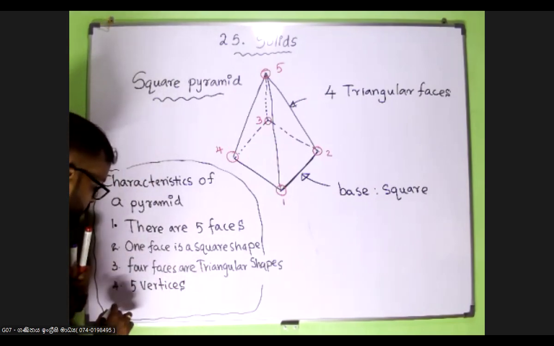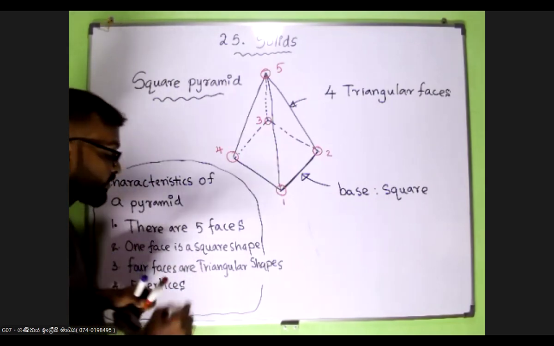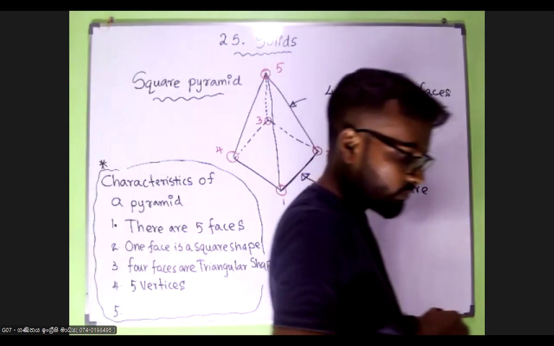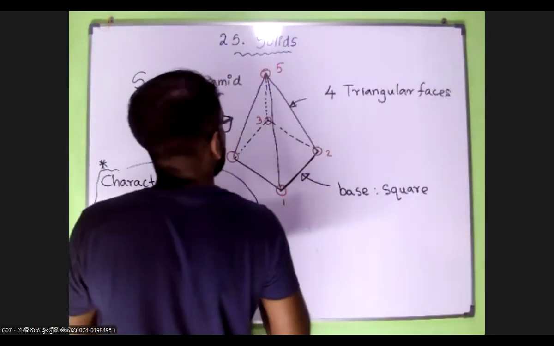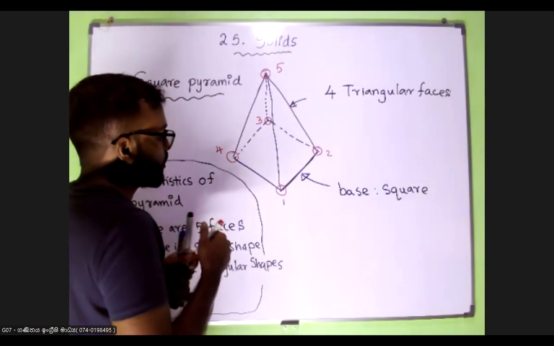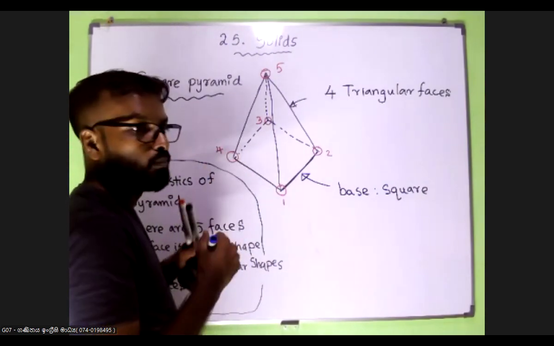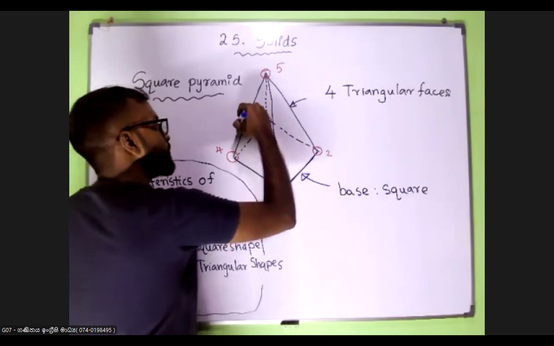Right, there are five vertices. Fifth one, how many edges are there? Right, how many straight edges are there? Right, so I will use my blue pen and I will mark them.